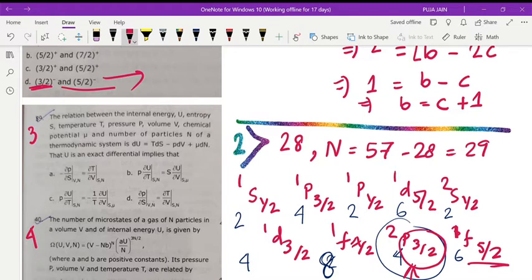Okay. So question number 3, let's read the question. The relation between the internal energy U, entropy S, temperature T, pressure P, volume V, chemical potential mu and the number of the particles N of a thermodynamic system is dU equals TdS minus PdV plus mu dN. U is an exact differential implies that.